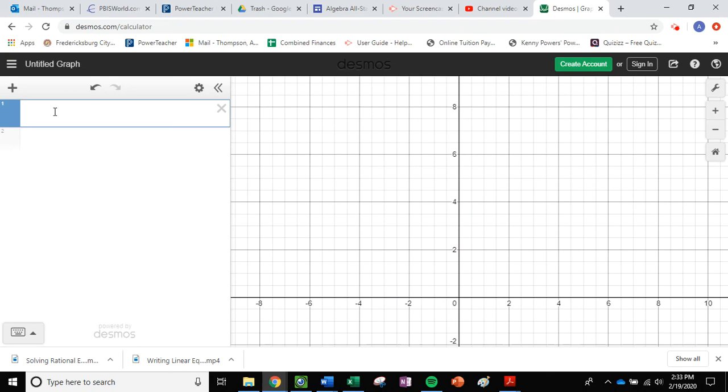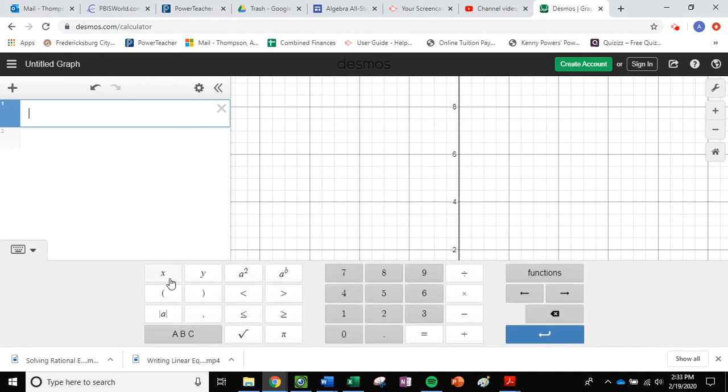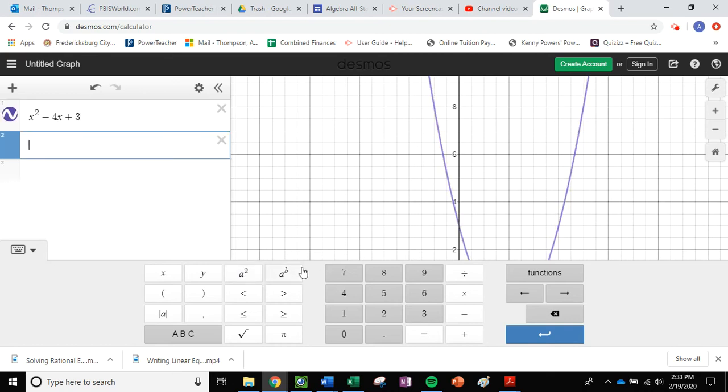Let's look at another example. Okay, my next one is going to be x squared minus 4x plus 3. Let me get my little keyboard back here. x squared minus 4x plus 3. And my line is going to be y equals x minus 1.